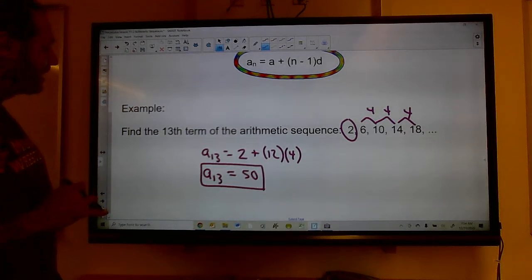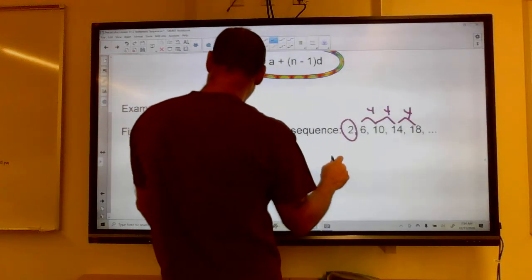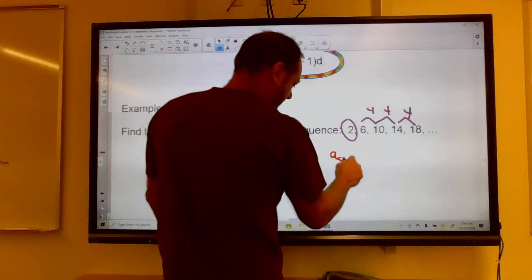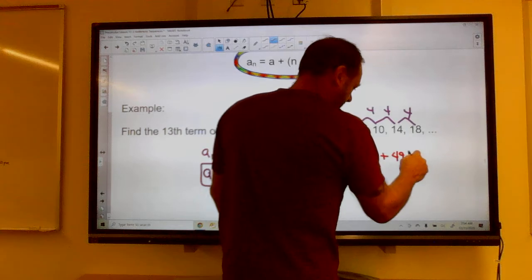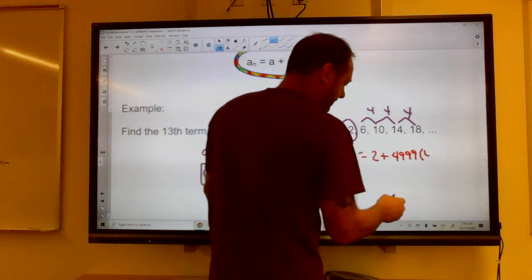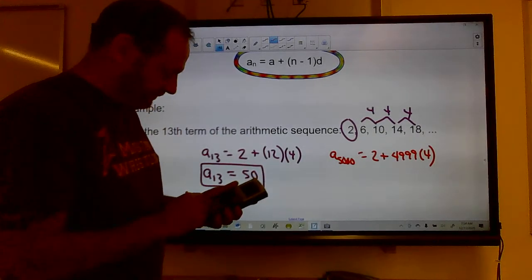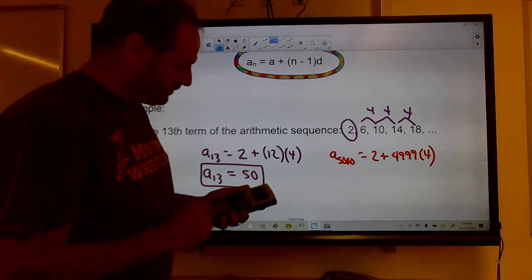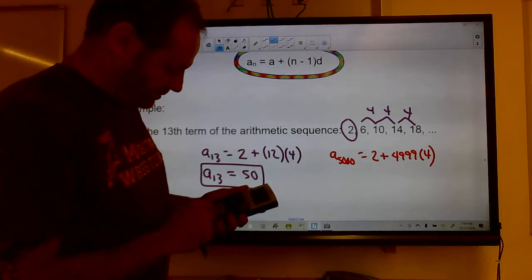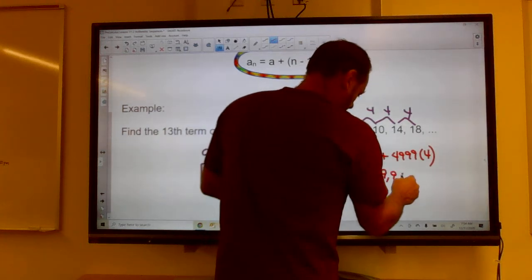So, and it's no different. I can find the 5,000th term, okay? If I want to find a sub 5,000, well, that's just going to be 2 plus 4,999 differences. And I just get out my handy-dandy TI-84 Plus C Silver Edition graphing calculator and go 4,999 times 4 plus 2. And I get 19,998.